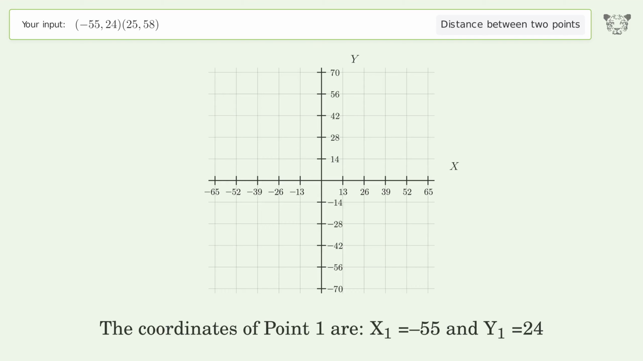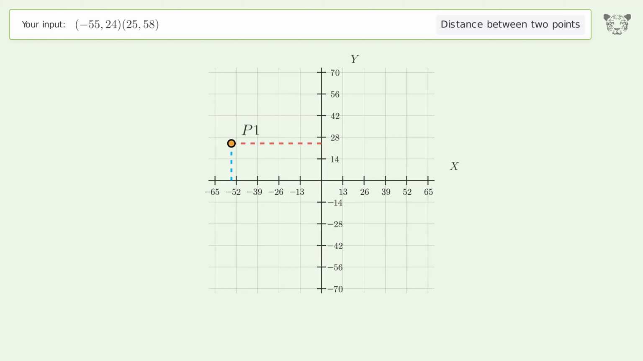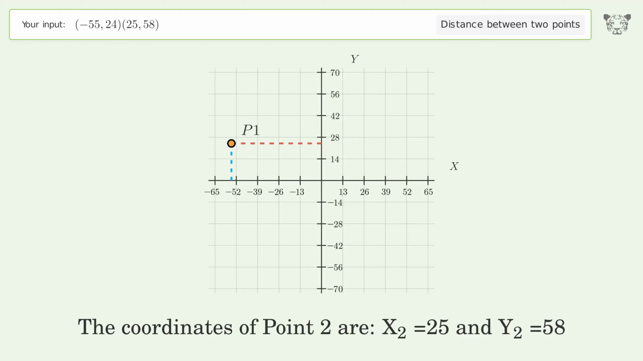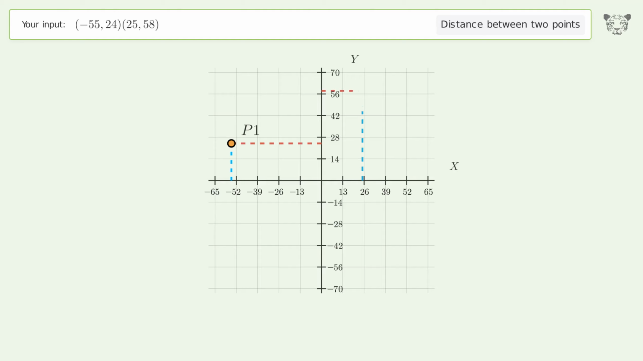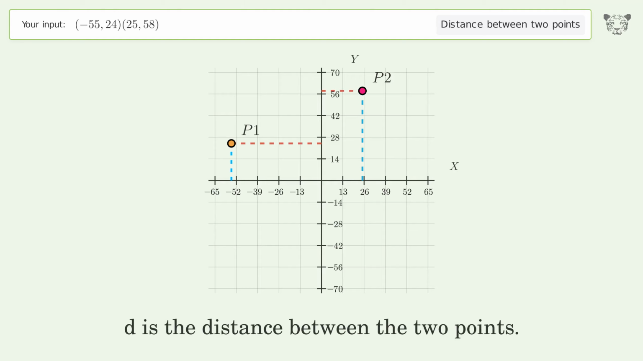The coordinates of point 1 are x1 equals -55 and y1 equals 24. The coordinates of point 2 are x2 equals 25 and y2 equals 58. D is the distance between the 2 points.